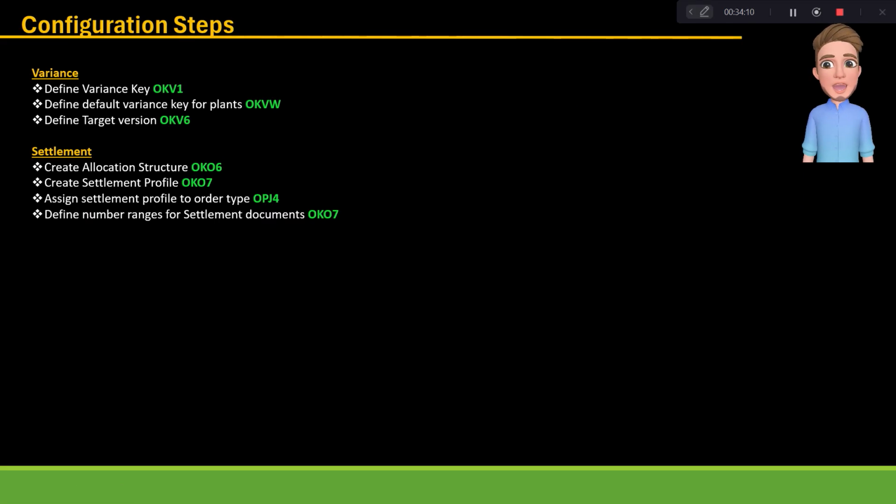Apart from that, we did all these settings. So you are now good to do production. You are good to execute variance. You are also good to do settlement.